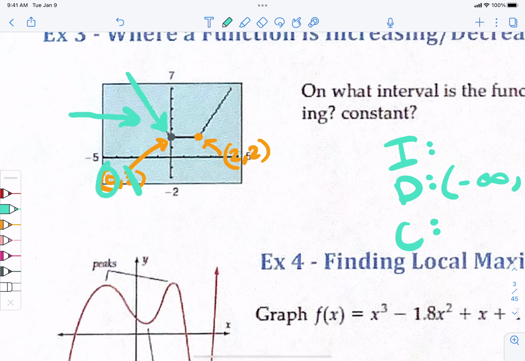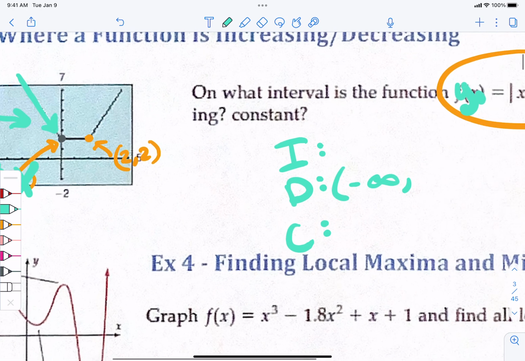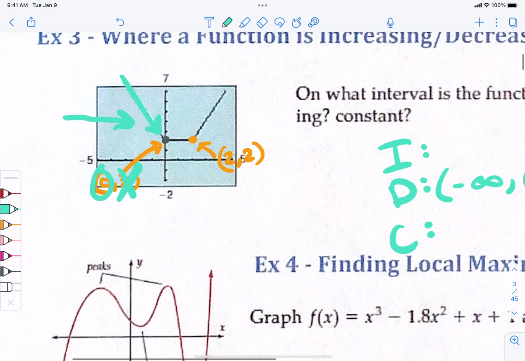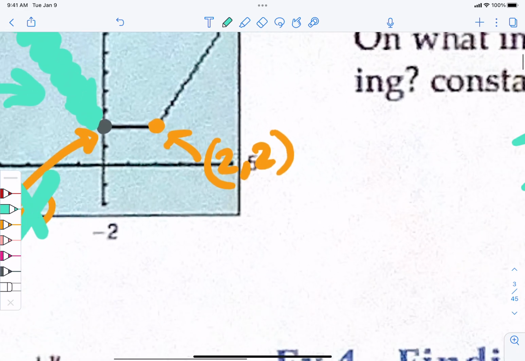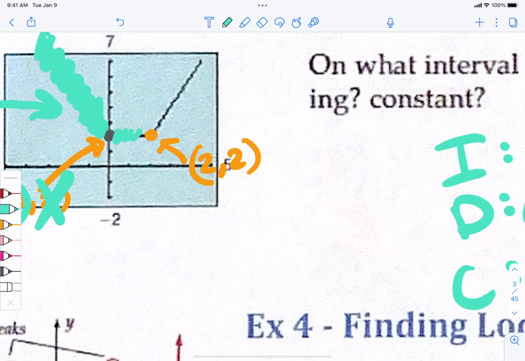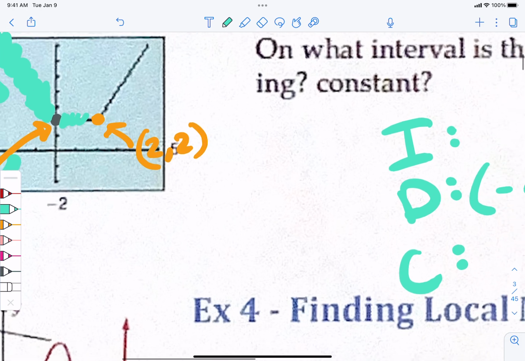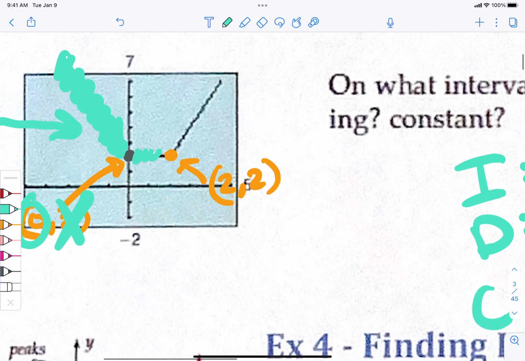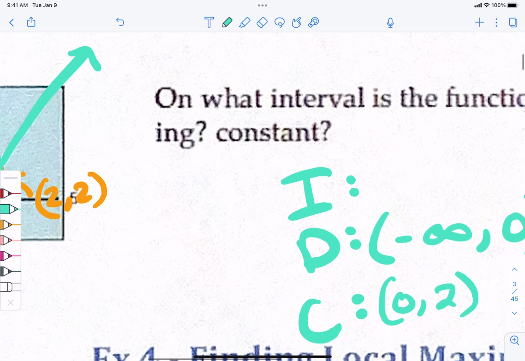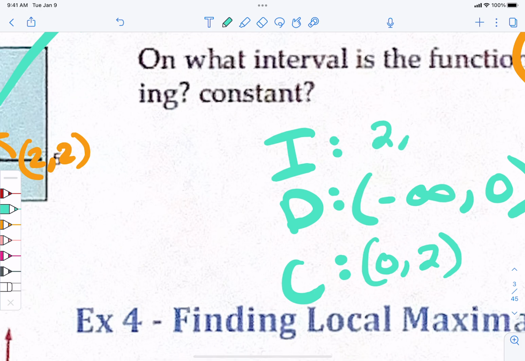0. We don't care about the y coordinate, so we don't care about the 2. So from negative infinity to an x coordinate of 0, it is going downhill. Do you agree with that? Now what is it doing next? It is constant from what to what? 0 to 2, constant from 0 to 2, paren. I'm going to tell you why it's a paren in a second. Then at 2, it switches and it's going this way now. It is increasing from 2 to infinity.